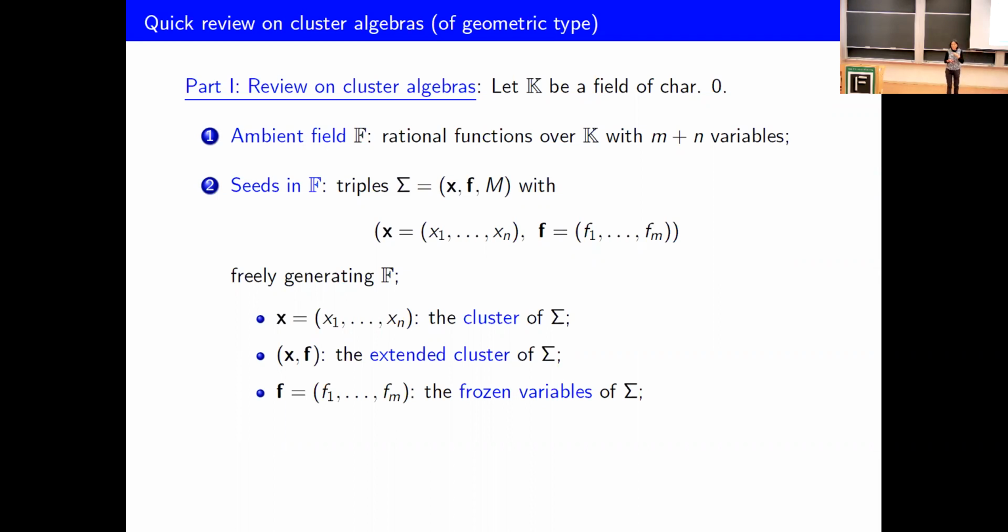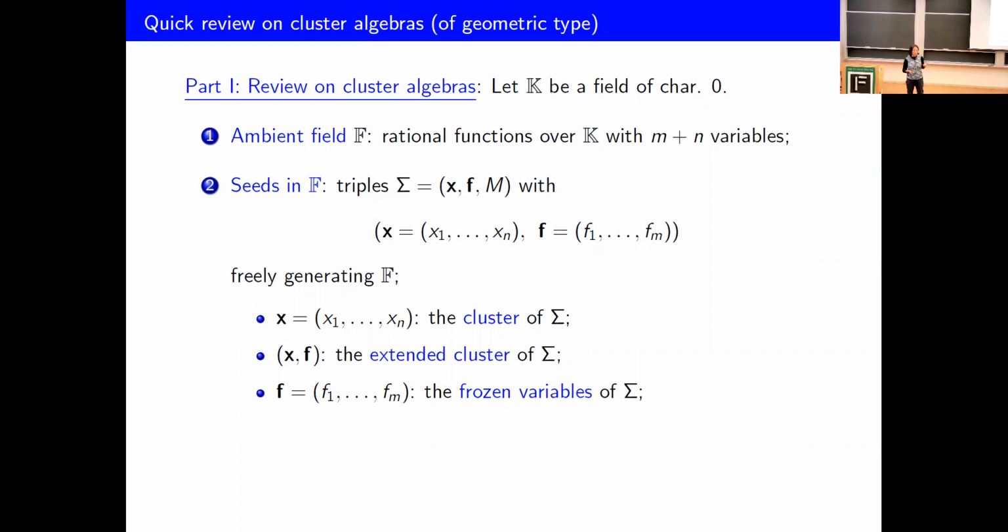Generated in what sense? Free, meaning algebraically independent, of transcendence degree m plus n. In the example you gave us, what would the seed be? Just x1 and x2, and there's no F in that case.